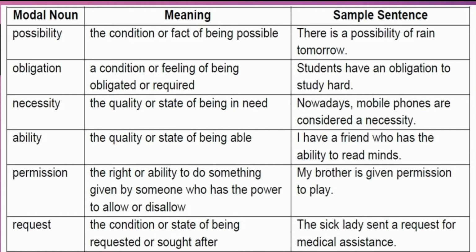As you can see in the sample sentence, the modality of the noun is possibility, which means that there is a chance of having rain tomorrow.